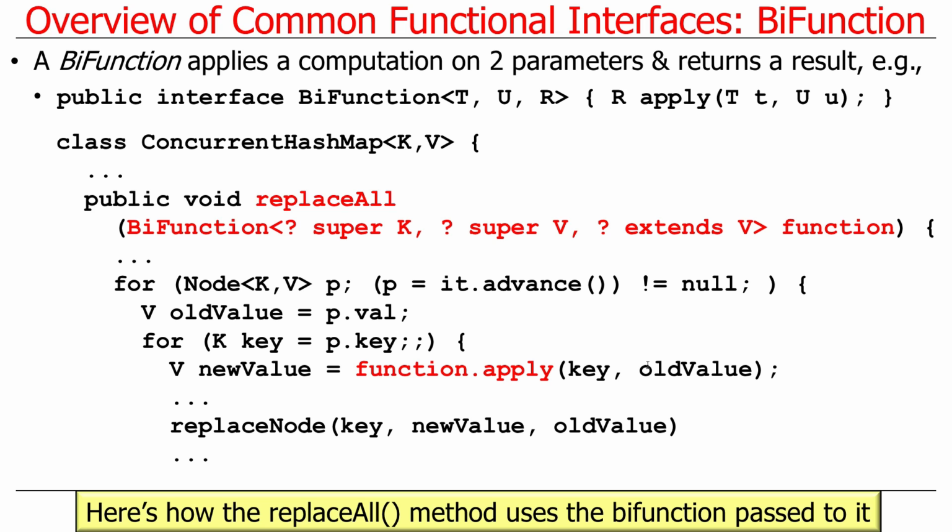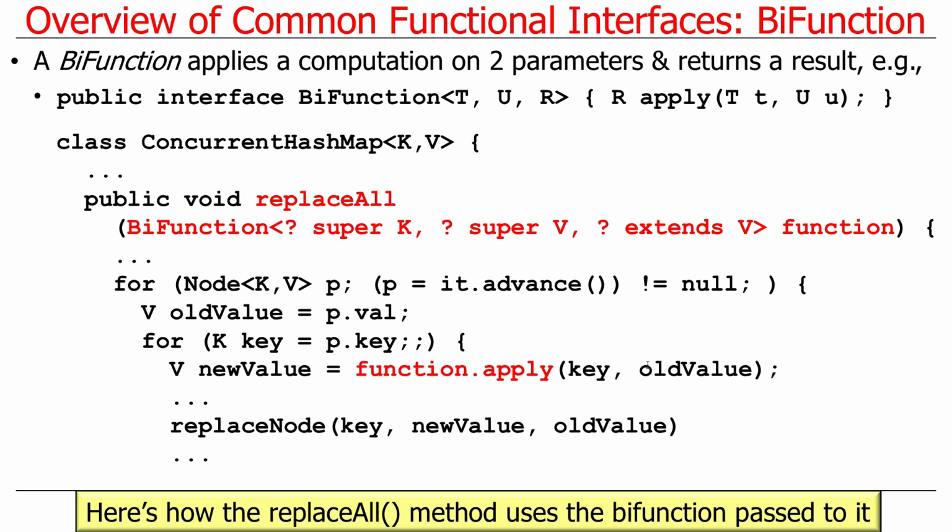Replace all takes a BiFunction. And so as you can see here, it's going to have these two parameters, which are k and v. And then it's also going to have a return result. What it's going to do is take that function and go through every element in the map and apply that function to each element. So you can see here it's going to do the function.apply with the key and the old value, and it's going to update the new value, replacing the old value with the new value. And naturally, it does this all atomically.